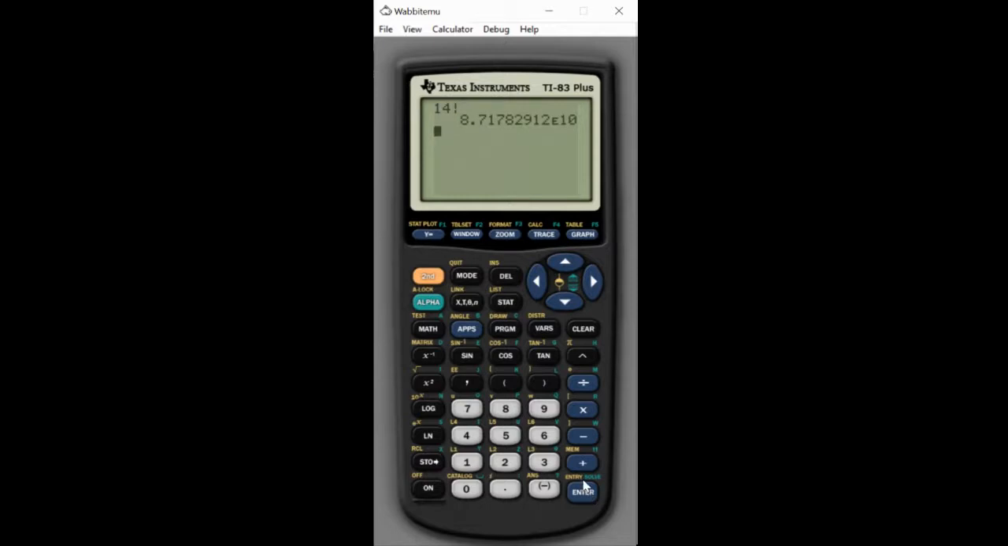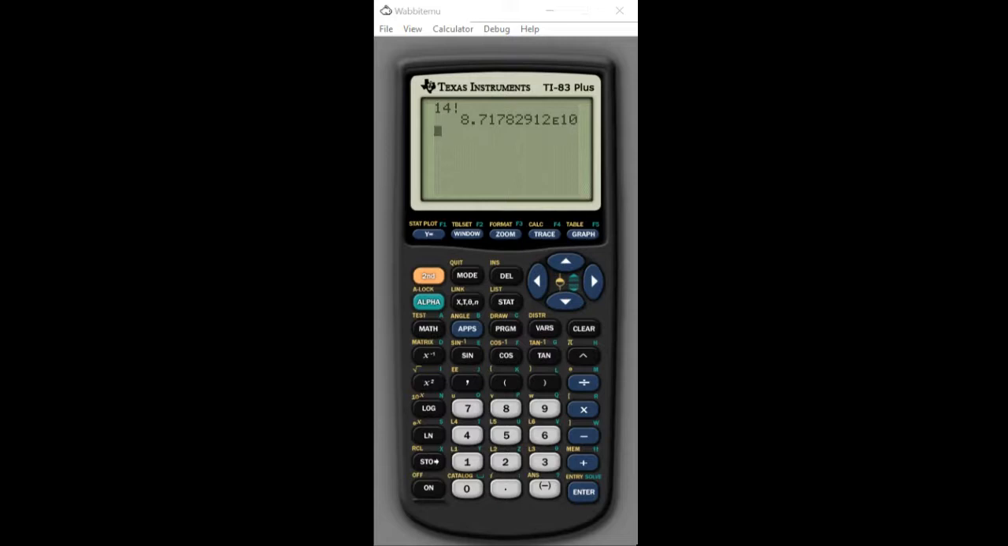Let me see how my lab wants me to enter that in. Oh, let me try something here. 14. Let me check my answer. No. Okay, so they want me to enter in the exact number. Okay, so let's see if we can do this.